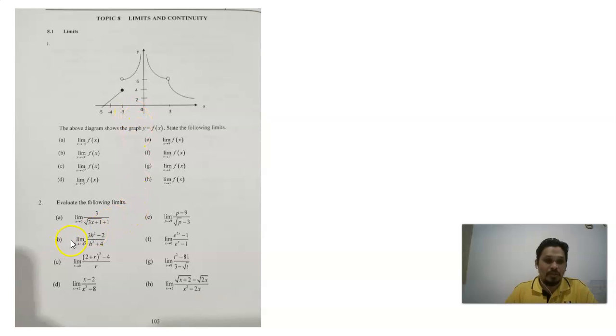So I'm going to choose questions from question 2, for example, B, D, E, F, or maybe H. Okay, let's see. Maybe not all these 5, maybe 4 of them. So first, question number 2B.